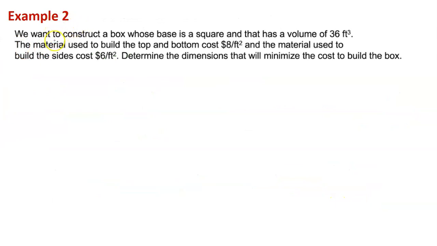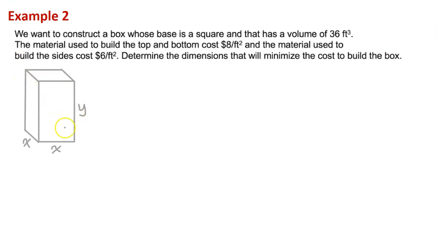Example 2. We want to construct a box whose base is a square that has a volume of 36 cubic feet. The material used to build the top and bottom cost $8 per square foot, and the material used to build the sides cost $6 per square foot. Determine the dimensions that will minimize the cost to build the box.